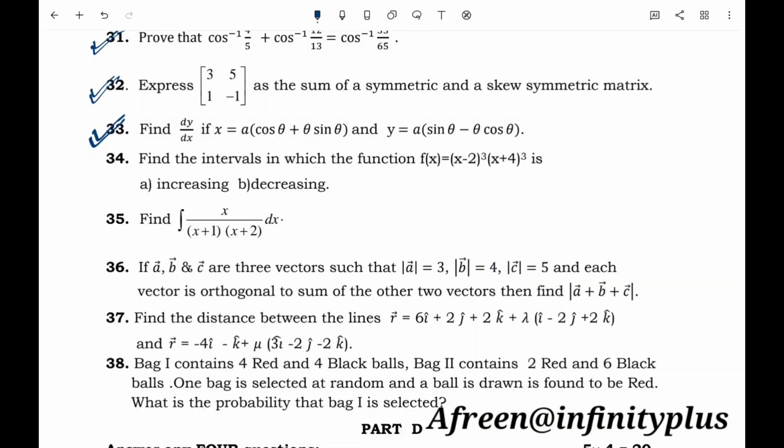So the next question we will be having is the 34th, which states: find the intervals in which the given function f of x, which is (x minus 2) whole cube and (x plus 4) whole cube, is increasing and decreasing. So you have to find the intervals where the f of x function is increasing and also where it is decreasing. So let's understand how to solve this one.